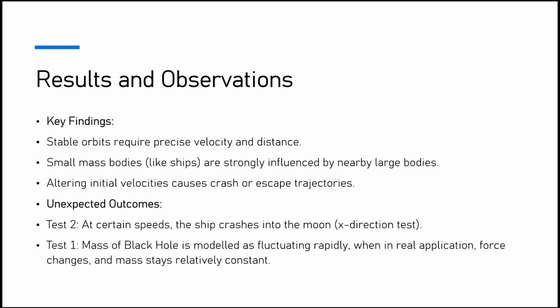Key takeaways from this experiment: stable orbits depend heavily on the ratio of velocity to distance. Even slight changes in launch velocity produce drastically different outcomes. And the smaller mass of the ship makes it especially sensitive to nearby massive bodies. This demonstrates the chaotic nature of multi-body gravitational systems.